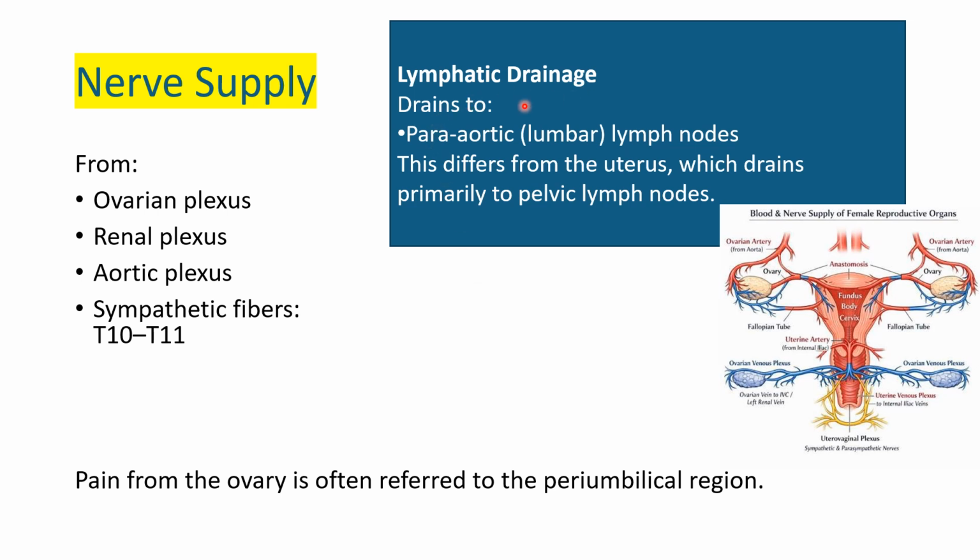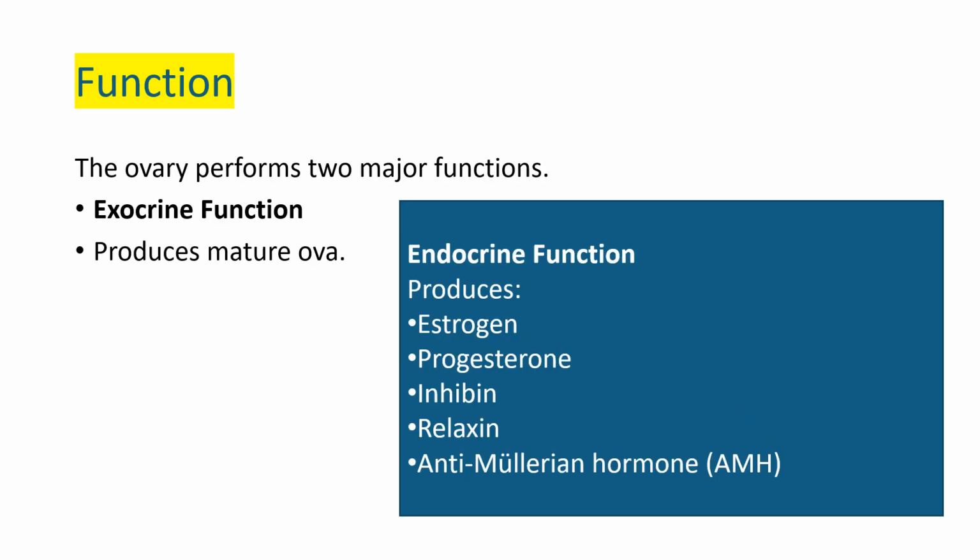So the lymphatic drainage of the ovary drains to the para-aortic lumbar lymph nodes. This differs from the uterus, which drains primarily to the pelvic lymph nodes. So the ovary performs two major functions: the exocrine function, which produces mature ova, and the endocrine function, which produces estrogen, progesterone, inhibin, relaxin, and anti-Mullerian hormone, AMH.